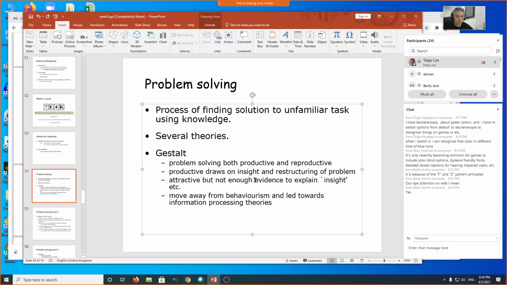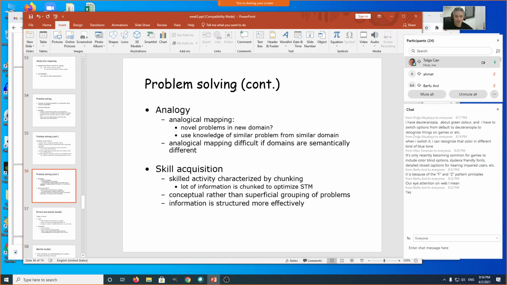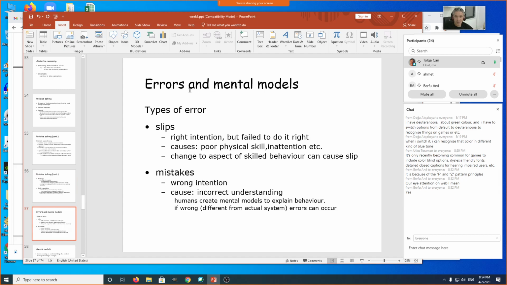Productive draws on insight and restructuring. Restructuring the problem is really important. If you want to gain a new insight into the problem, you need to look at the same problem from a different perspective. But most of these are in the area of cognitive science, and I'm going to skip these parts. Problem solving.